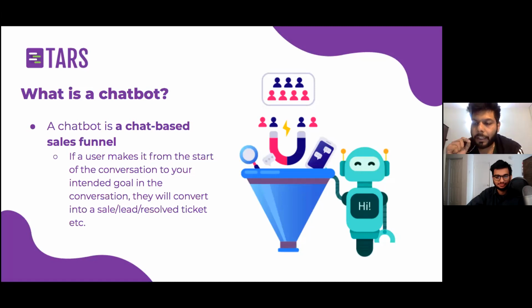Think of how many people are entering my chatbot conversation flow and how many of them reach an intended goal. This intended goal could be how many people are booking a demo with me, how many people are getting their query resolved without reaching out to a human agent, or how many tickets are getting resolved automatically through the chatbot. This could be any of these use cases, but you have a defined goal when you're looking at a chat-based automation, and think of it as a sales funnel.